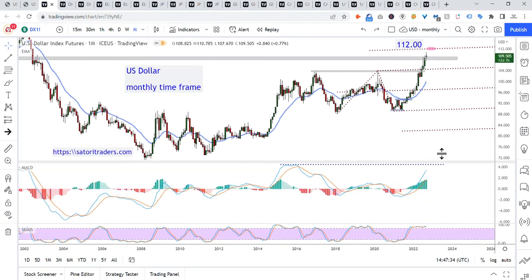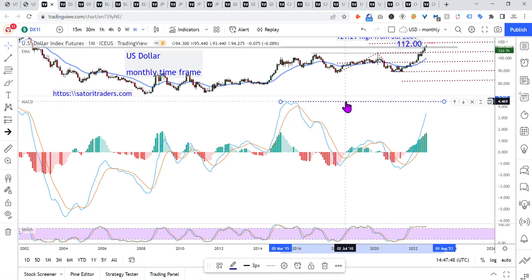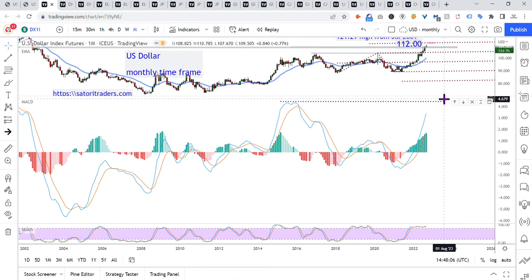MACD is in bull mode on a buy signal, obviously. Based on the histogram, momentum is strongly to the upside. Based on the idea that prior highs and lows in MACD oftentimes show us levels where price will roll over and reverse direction, we can see that the dollar still has a ways to go before it reaches the level of this prior high. So based on MACD, I'm expecting higher prices in the monthly time frame.